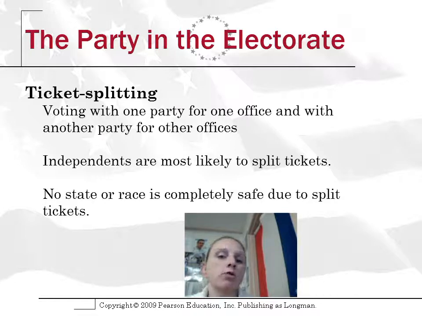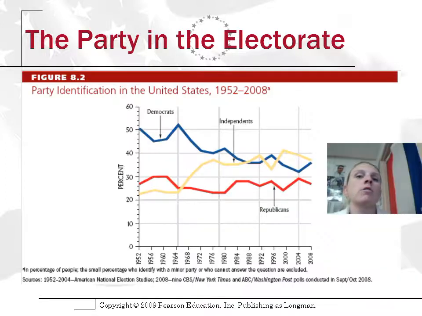It's most predominantly done by independents in elections, which, as we know, is the biggest group of people when it comes to party identification today. So no state or race is really safe because of ticket splitting.